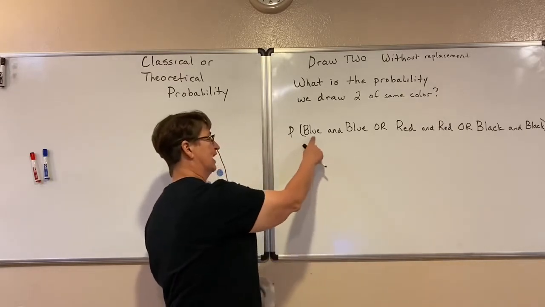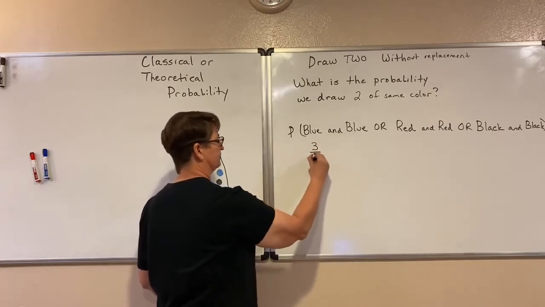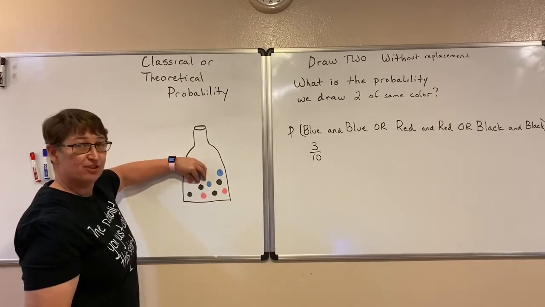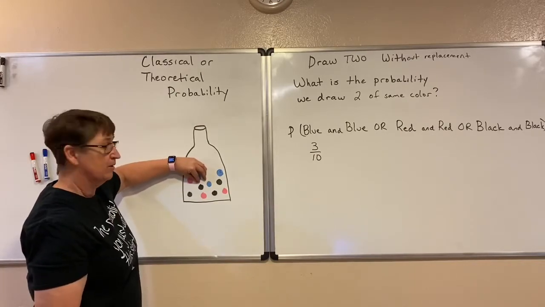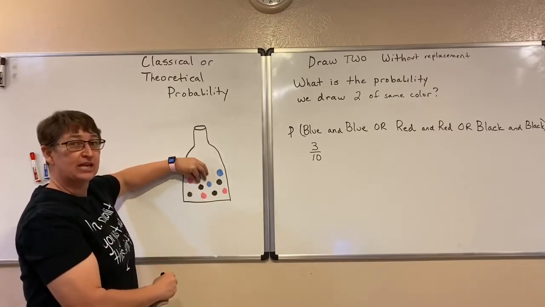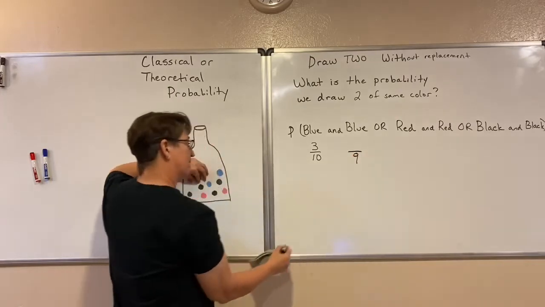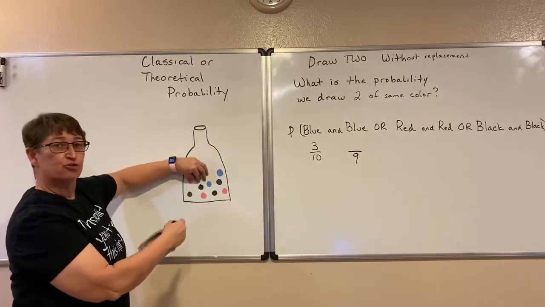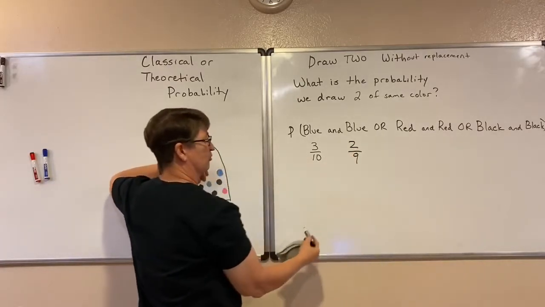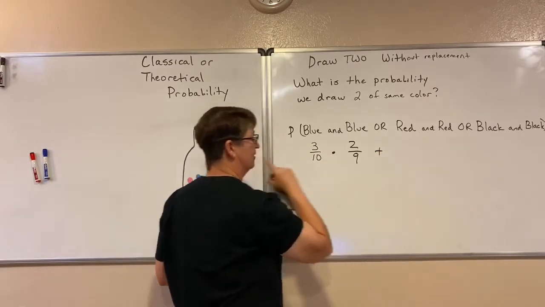So the probability I get a blue on the first draw is still 3 out of 10. But now I'm not going to replace it. I have this blue in my hand. Notice there are now only 9 total balls in the urn. That 9 is my denominator. And there are 2 blue balls. So that's now my numerator. The and tells me to multiply. I'm now going to add.